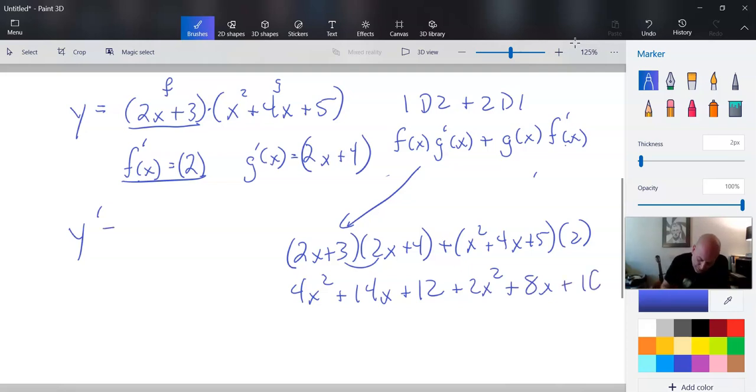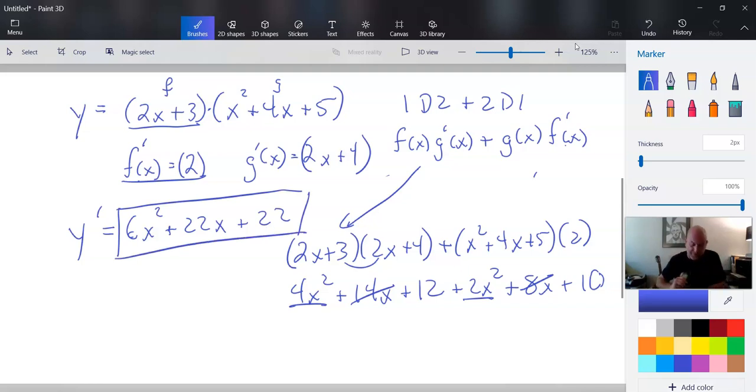So now, y prime is just a collection of all these like terms. That's going to give me 6x squared, right? That's from this term and this term. 14 plus 8 would be 22, so that's plus 22x. So I use that and that. And then that's a 10. 12 plus 10 is also 22. Right? And now I have the derivative.